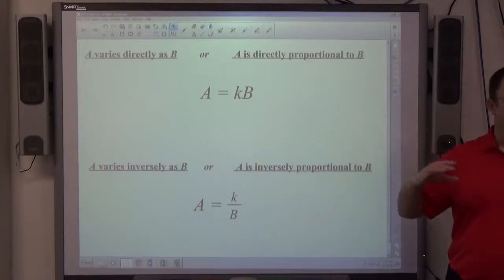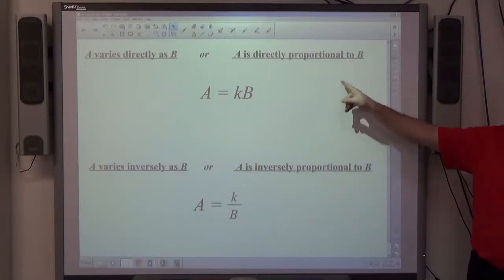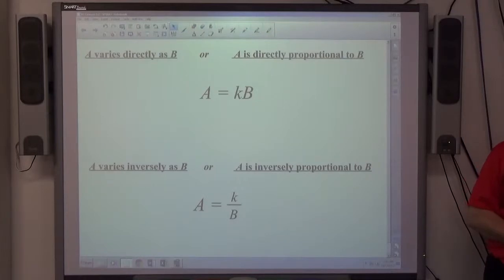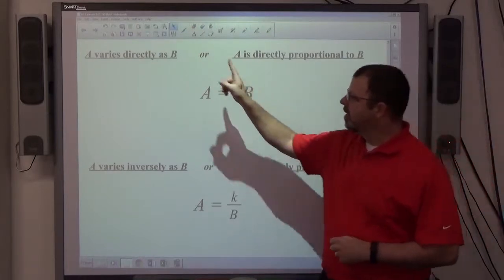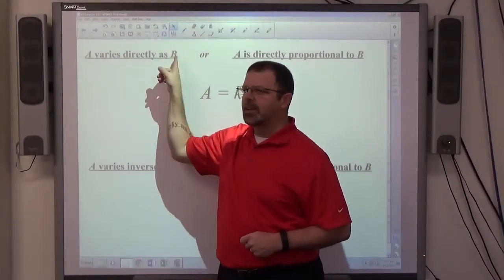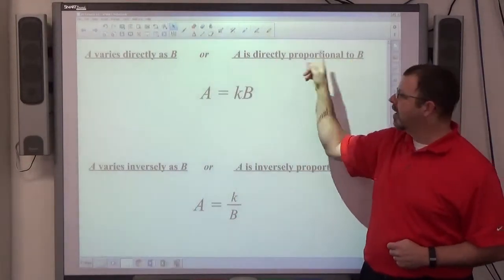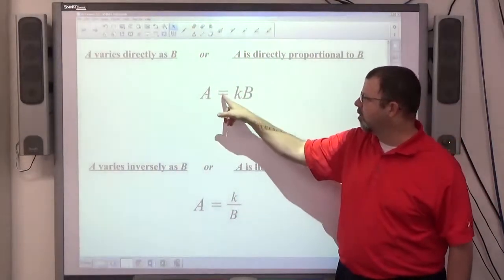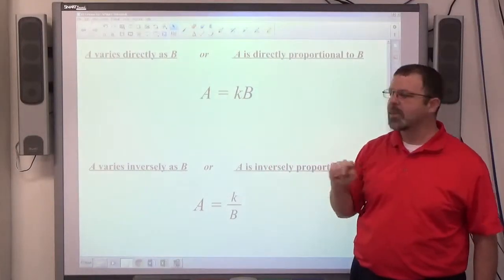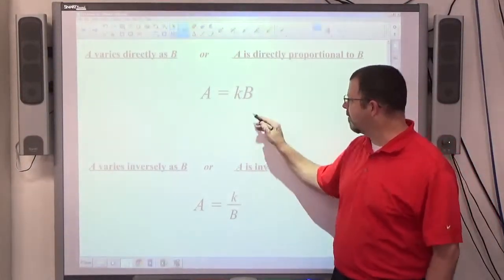Example 1, example 2 both involve either direct or inverse variation. And you're going to see something varies directly as something else, or something is directly proportional to something else. Either one of those things means the first thing equals k times the second thing. K is going to be called the constant of variation.